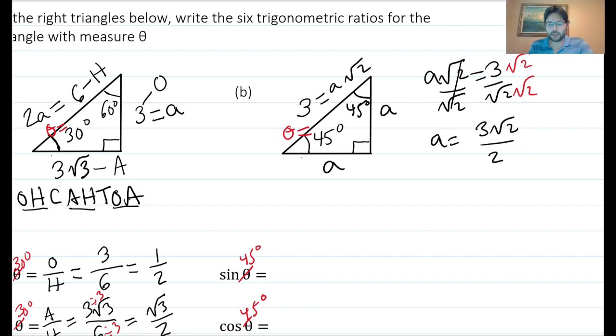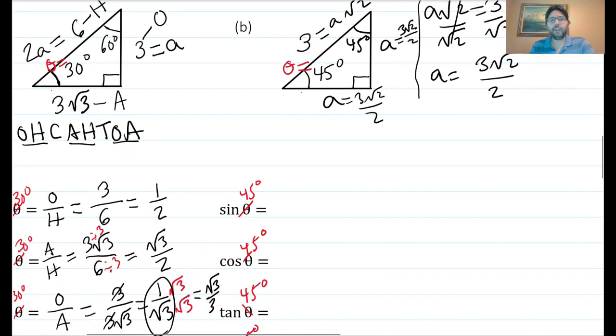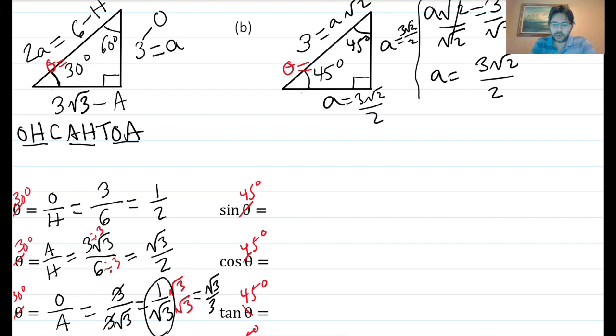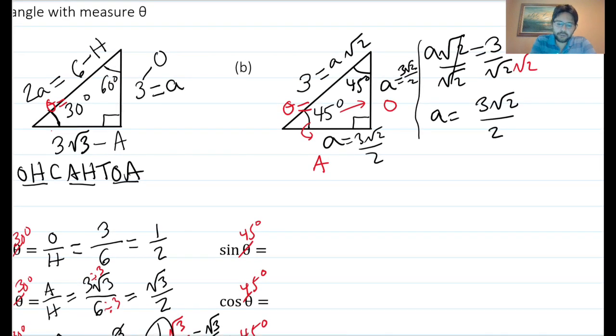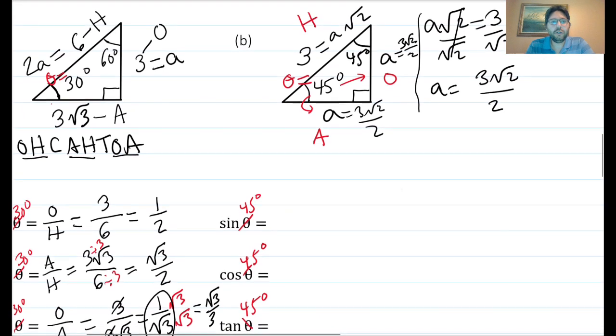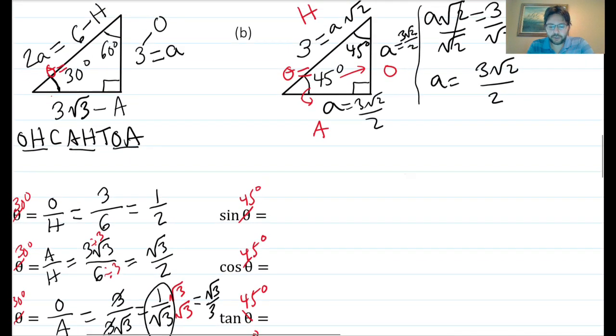So now we know what the two sides are. So I'm going to go ahead and write those out. All right, so now we know our sides. So remember, sine of 45 is opposite over hypotenuse. So let's label our opposite and all that stuff. So we want opposite of this 45 degree. So this is opposite. This is right next to it. So that's adjacent. And then obviously the longest side is hypotenuse. Hypotenuse is always the longest side. All right, so we know it's opposite over hypotenuse.